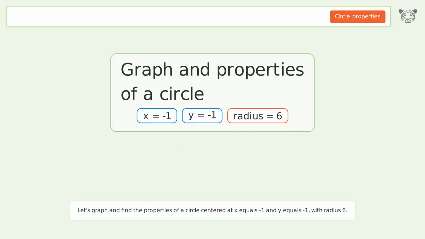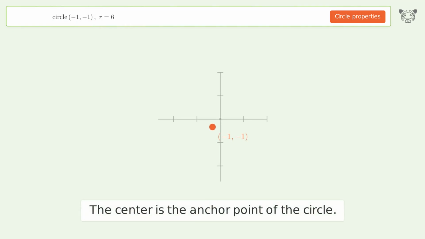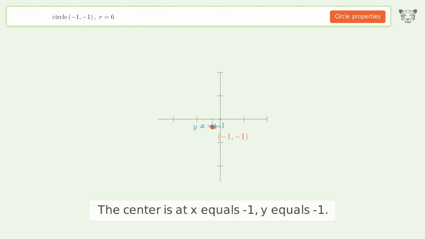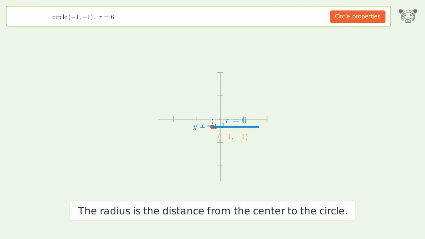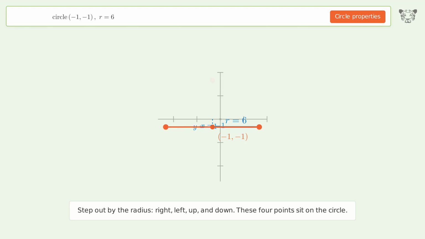Let's graph and find the properties of a circle centered at x equals -1 and y equals -1, with radius 6. The center is the anchor point of the circle. The center is at x equals -1, y equals -1. The radius is the distance from the center to the circle. Step out by the radius: right, left, up, and down. These 4 points sit on the circle.